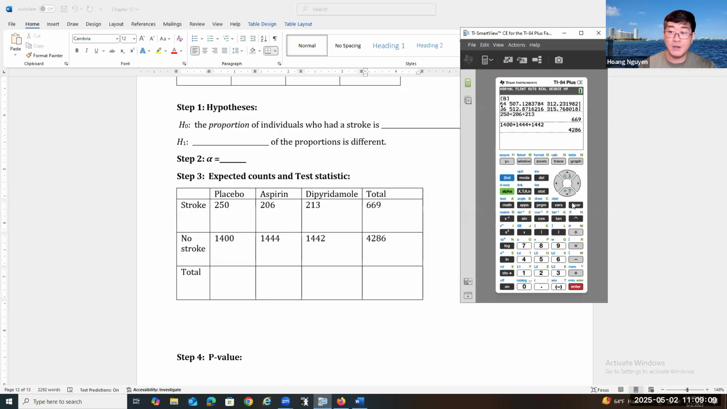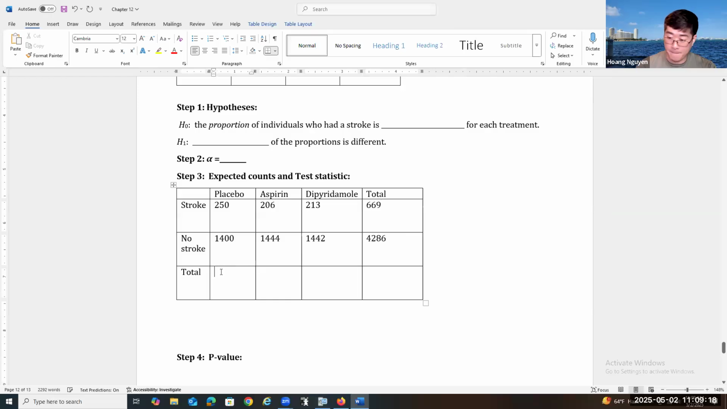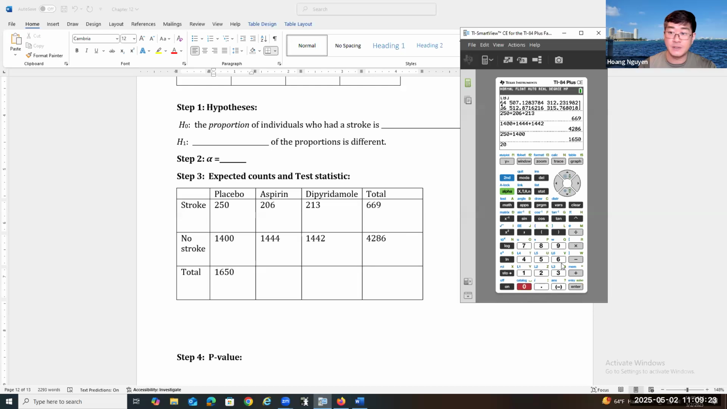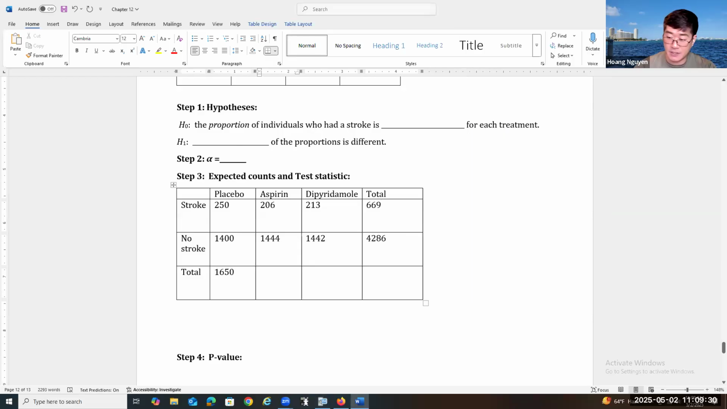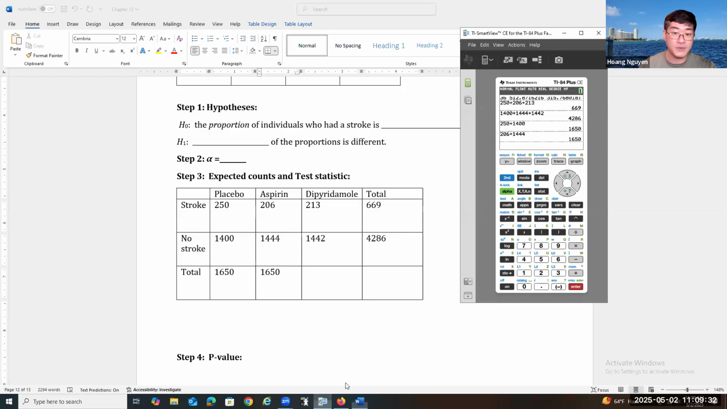Now I need to do the column totals, right? So it's going to be 250 plus 1400, which is 1650. Now the next one will be 206 plus 1444. That's going to be 1650 again. How about the third one? It's going to be 213 plus 1442, which is 1655.